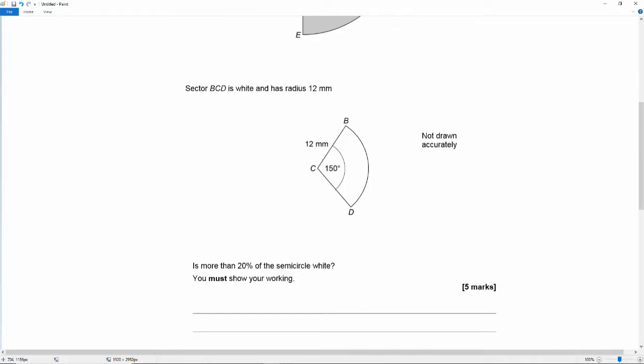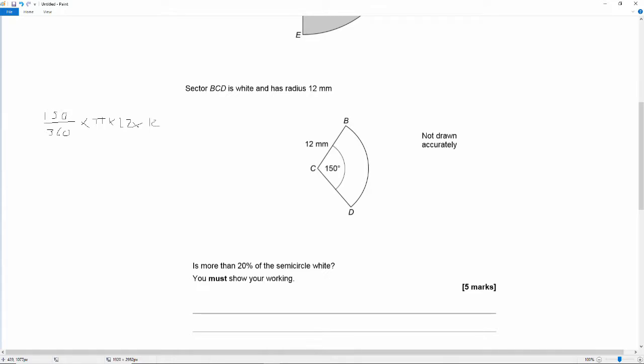Okay, so looking at the sector here, this is a sector, not a semicircle, so instead of half of pi r squared, it's 150 out of 360 degrees. So it's 150 over 360 times pi r squared. So that's times pi times 12 squared. I'm going to say times 12 times 12.